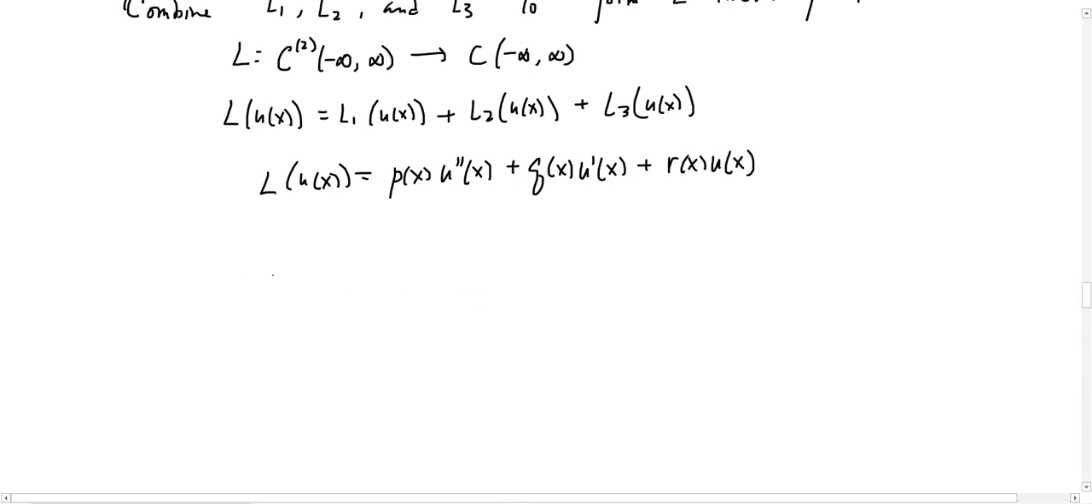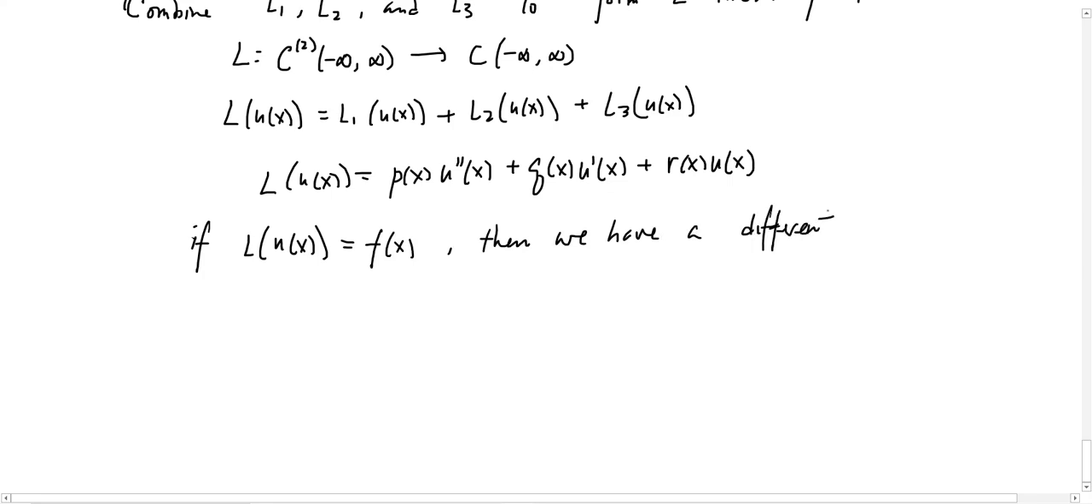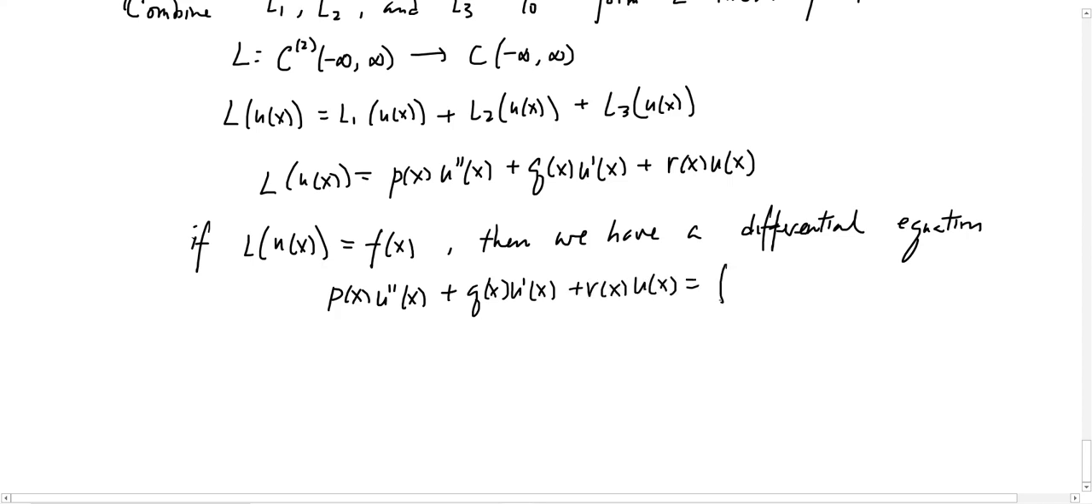And if I now let L of u of x equal some function f of x, then I can form a differential equation. We'll state this: p of x, u double prime of x, plus q of x, u prime of x, plus r of x, u of x, equal to f of x. Now, I know that seems very abstract and very confusing, but how about I write you a specific one?